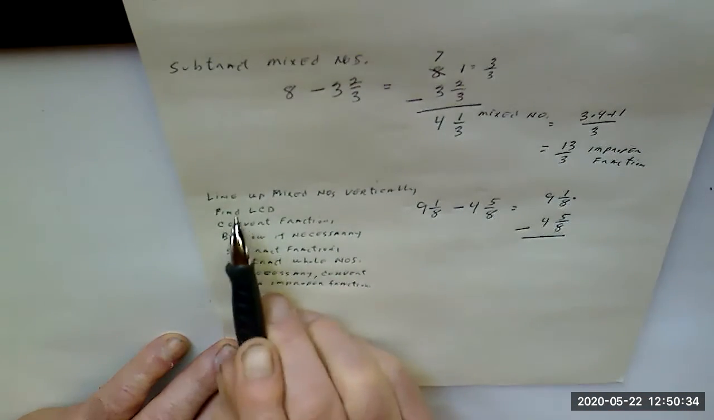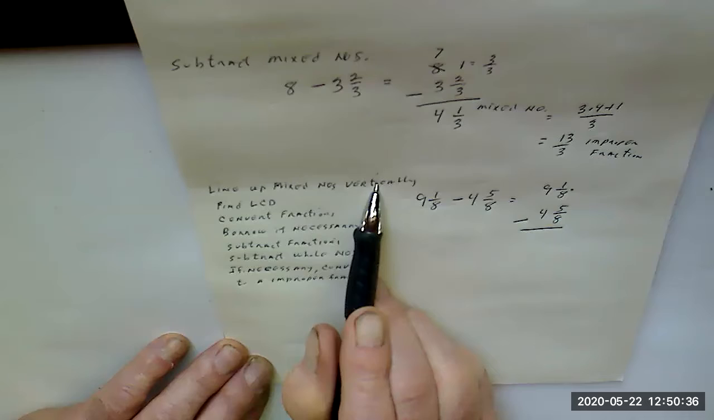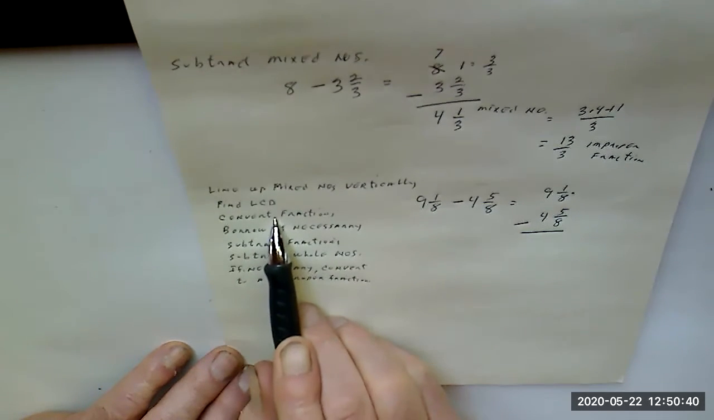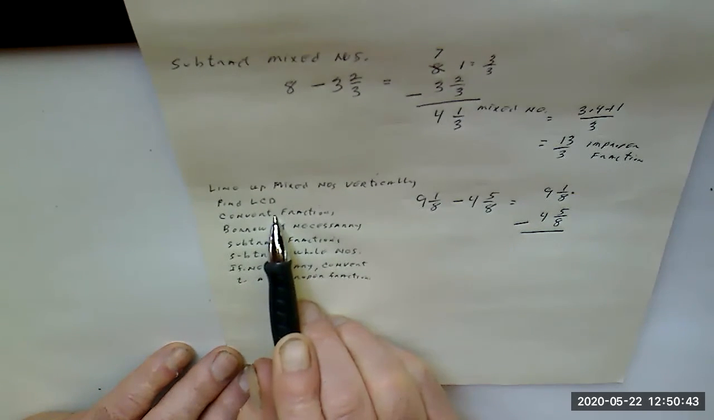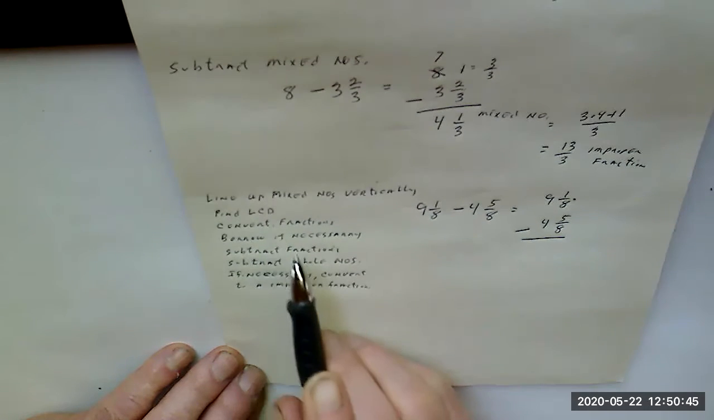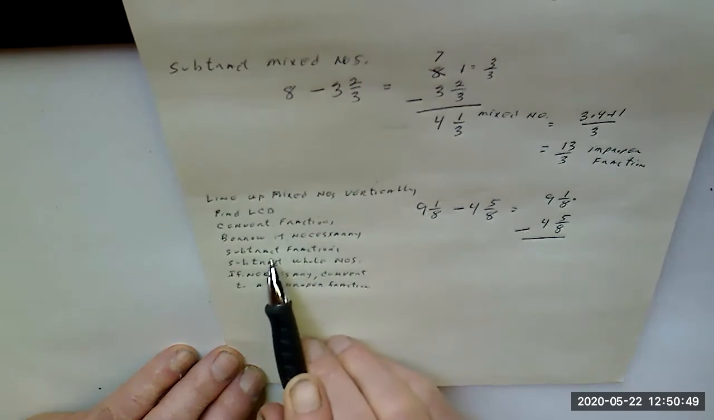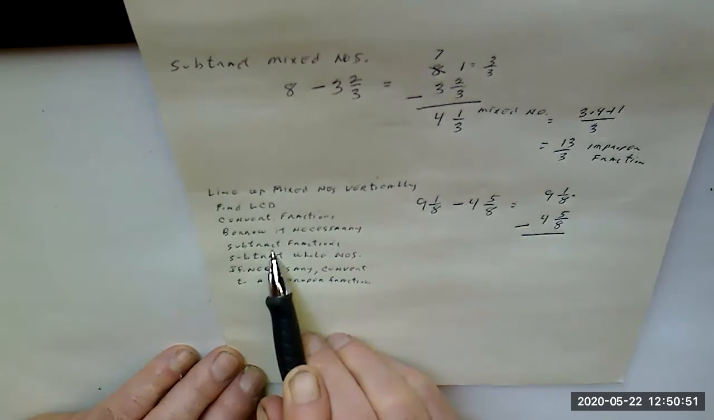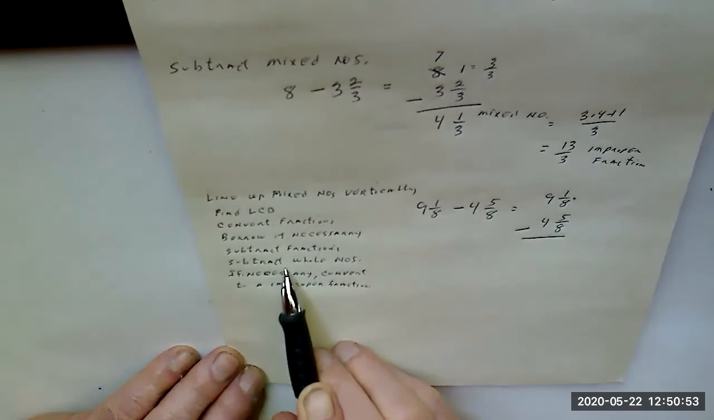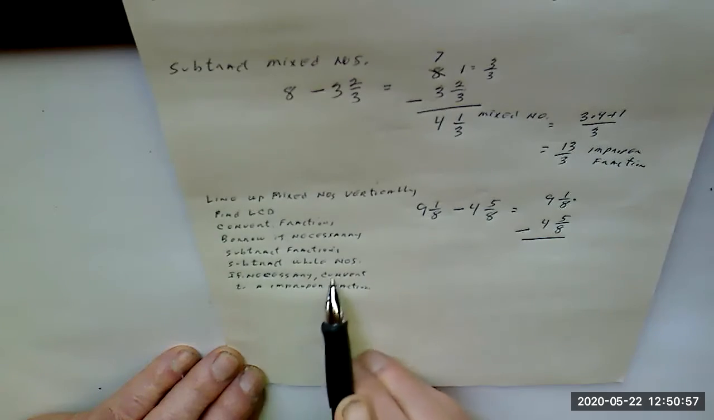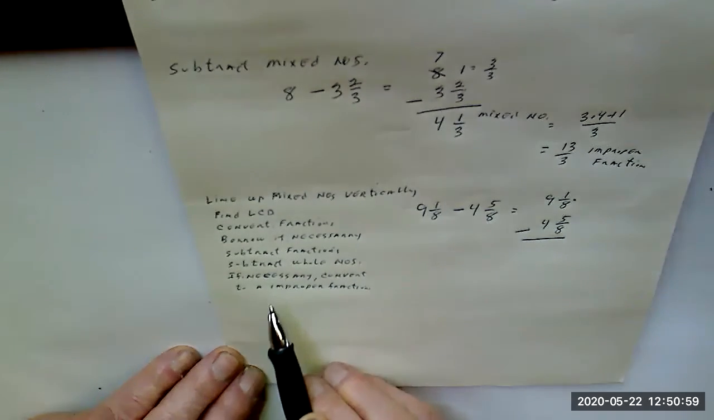The steps are line up the mixed numbers vertically, which I just did. We're going to find the LCD. We're going to convert fractions to new fractions with the LCD as the denominator. We're going to borrow if necessary, if we need to, when we're subtracting. We're going to subtract the fractions. We're going to subtract the whole numbers. And if the problem requires, we're going to convert to an improper fraction.